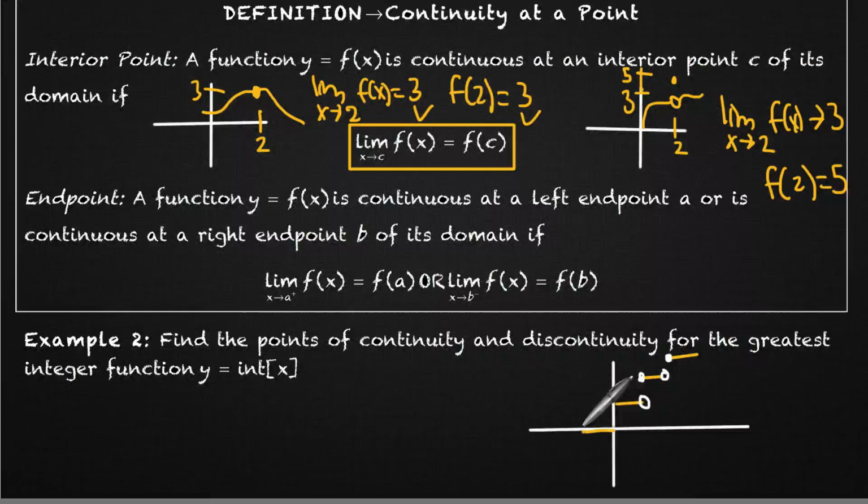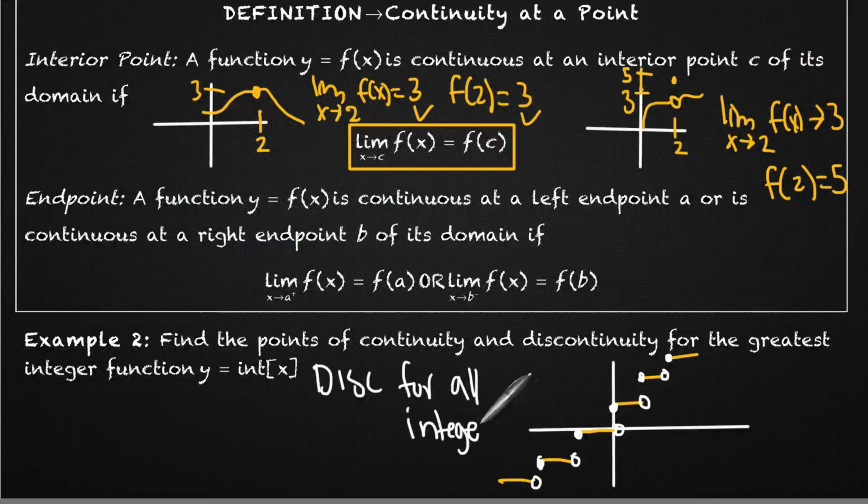So it's going to be another line like that, another line like that, another line like that, and let's just go ahead and put open here, closed here, open here, closed here, open here, closed here. So you can see that it's a step function basically. And this function is actually discontinuous at every integer value. So what you'll say is this is discontinuous for all integers. And I'm not sure if there's another way to write that.